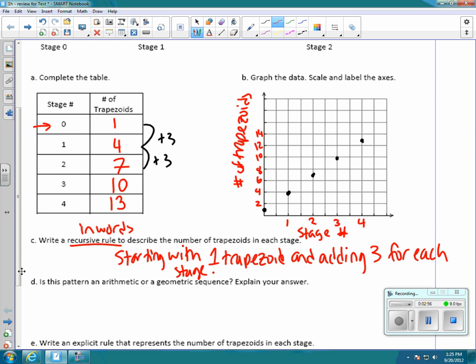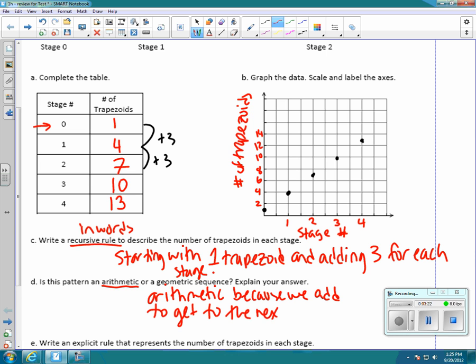Is this pattern arithmetic or geometric? And we talked about the difference between the two. Arithmetic is when you keep adding something, whereas geometric is when you keep multiplying. So this is arithmetic because we add to get to the next term.